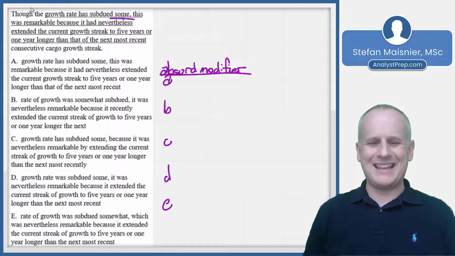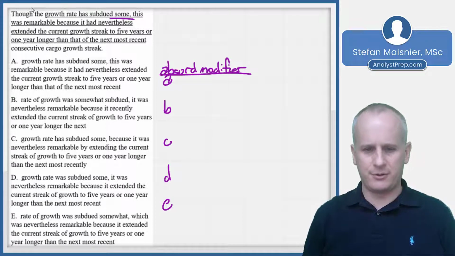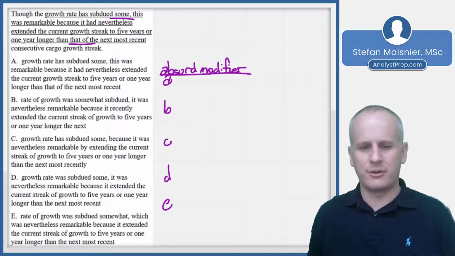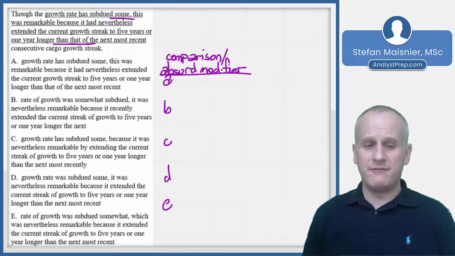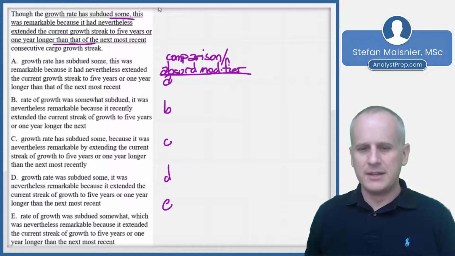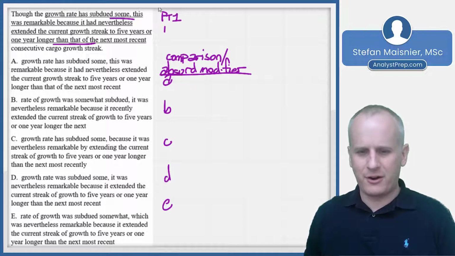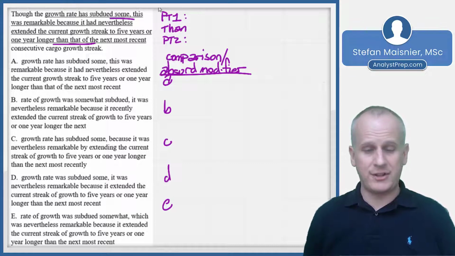This was remarkable because it had nevertheless extended the current growth streak to 5 years, or 1 year longer than that of the next most recent consecutive cargo growth streak. So if we see the word "than," that means that we're dealing with a comparison. And anytime you have a comparison in any sentence correction, you're going to want to carefully evaluate the parts of that comparison to make sure that they are like items, both grammatically and conceptually. So let's consider part 1, and then we've got our "than," which is our transition here. And then we're going to have our part 2 of the comparison to make sure that this is logically apt.